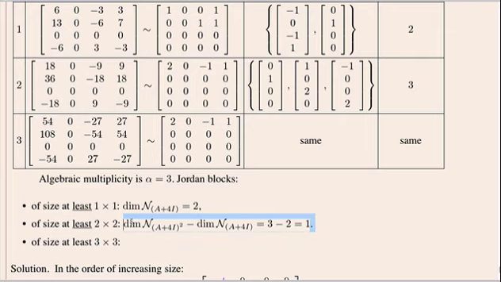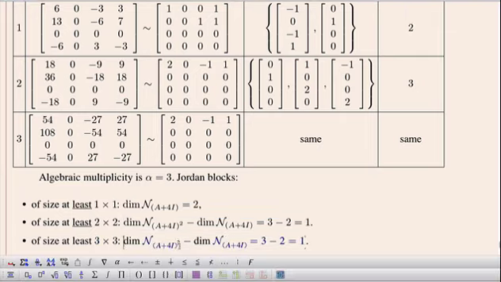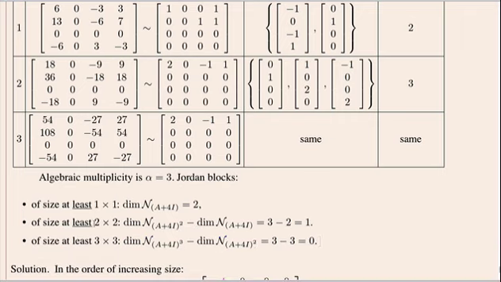So for that, what we need is the dimension of the cube minus the dimension of the square, which is 3 minus 3, 0. So we don't have 3 by 3, we only have 1 2 by 2. And since we have at least 2 of these blocks, we have other option that we also have a 1 by 1.